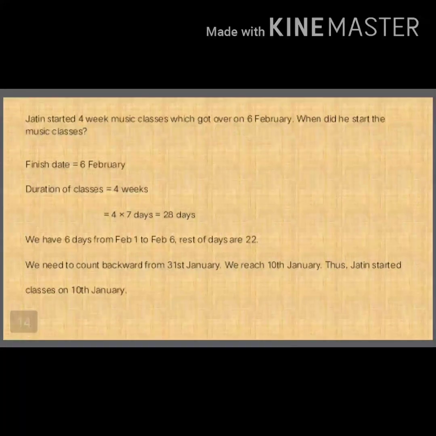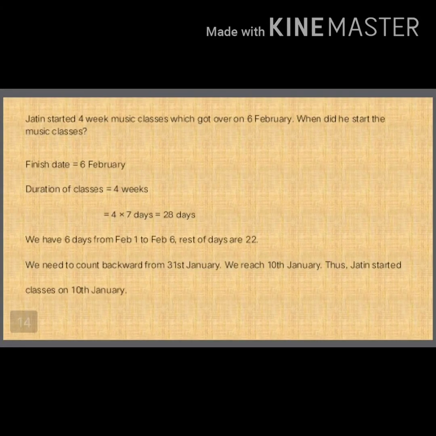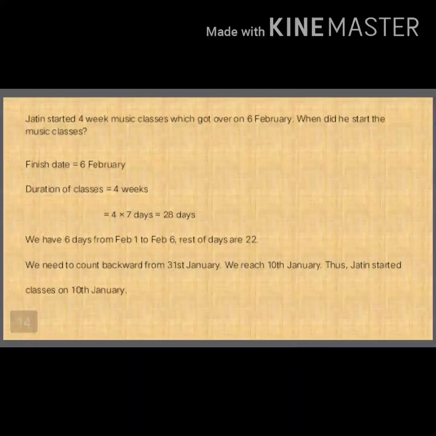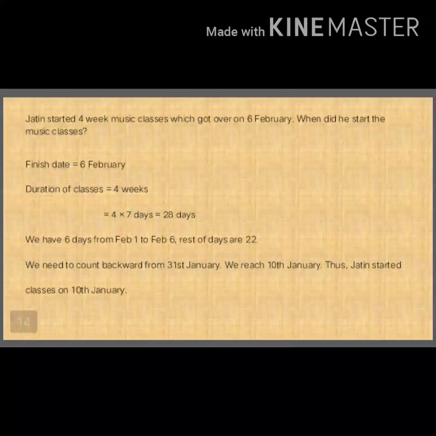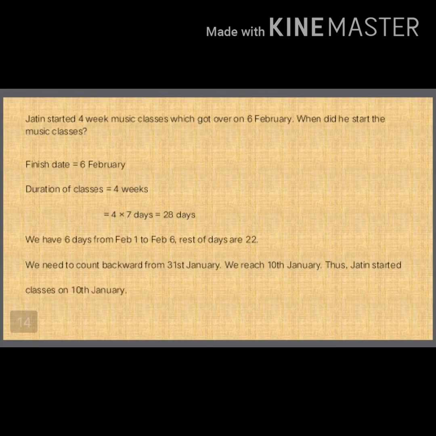Now we have 6 days from February 1 to February 6th and the rest of the days will be from the previous month, that is the month of January. Now reducing these 6 days, we will count backward into January. Now we need to count backward from 31st January. We reach 10th of January. Thus, Jatin started classes on 10th of January.